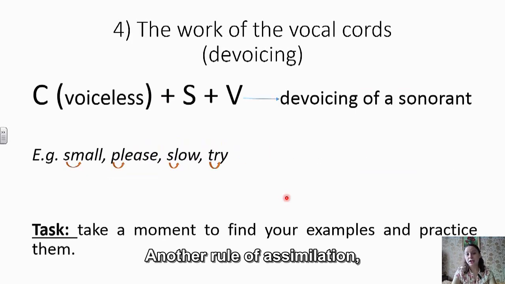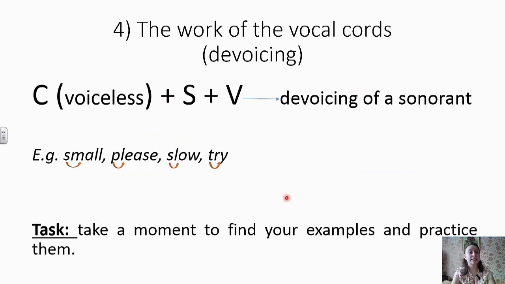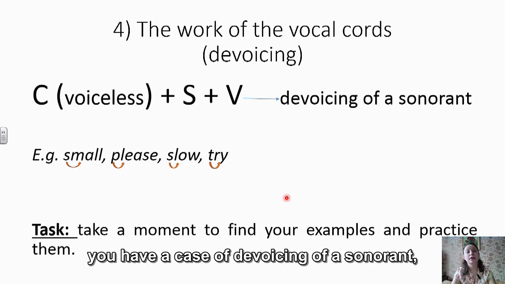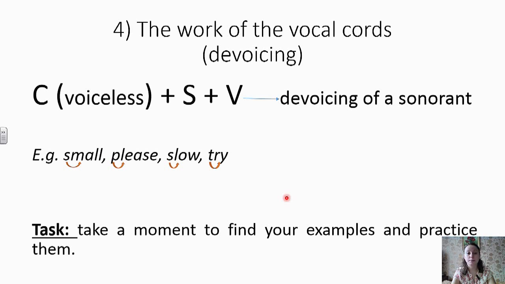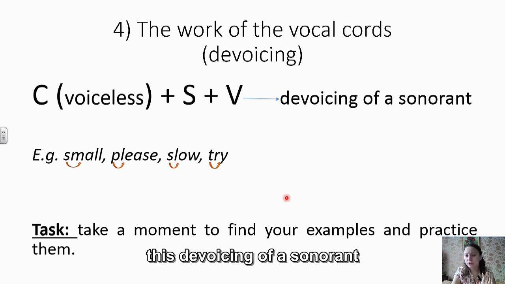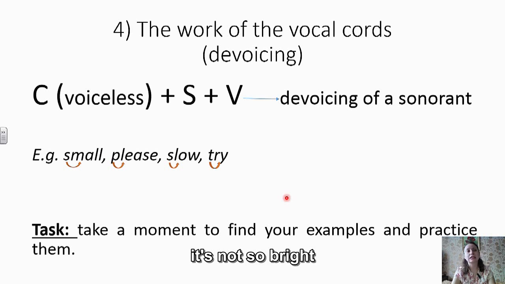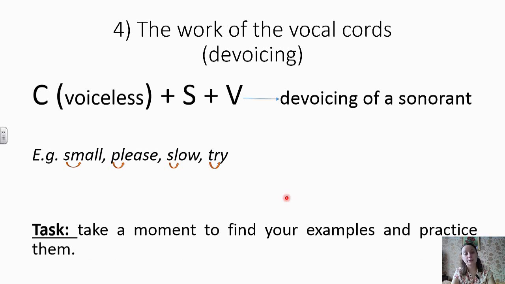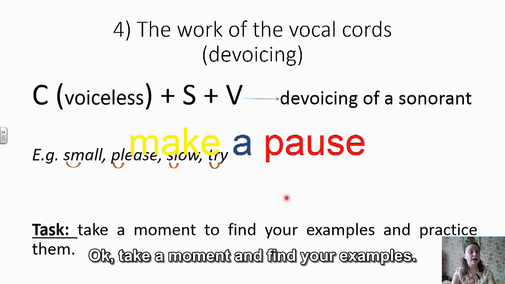Another rule of assimilation, which belongs to the work of the vocal cords, is about a sonorant. When a voiceless consonant comes before a sonorant and a sonorant is followed by a vowel, you have a case of devoicing of a sonorant, as in, for example, small, please, slow, try. So you can hear this devoicing of a sonorant because it's not so vibrant, it's not so bright under the influence of a voiceless consonant before a vowel. Okay, now take a moment and find your examples.